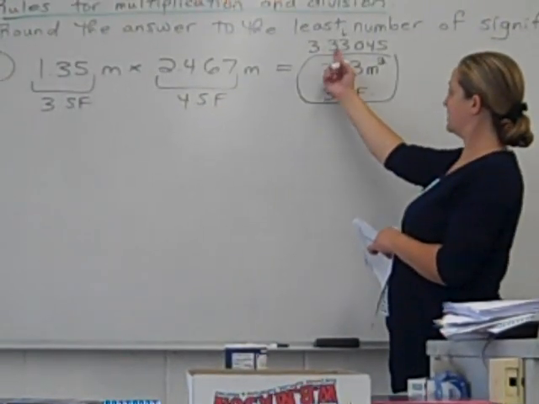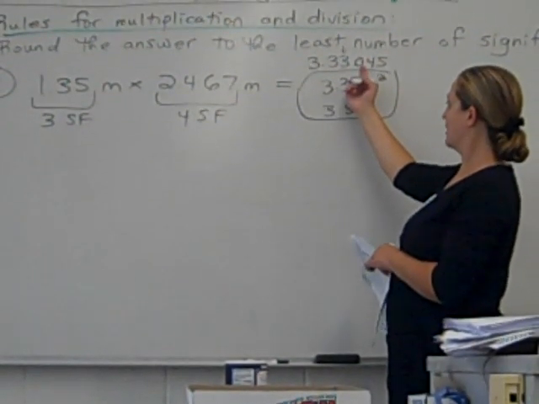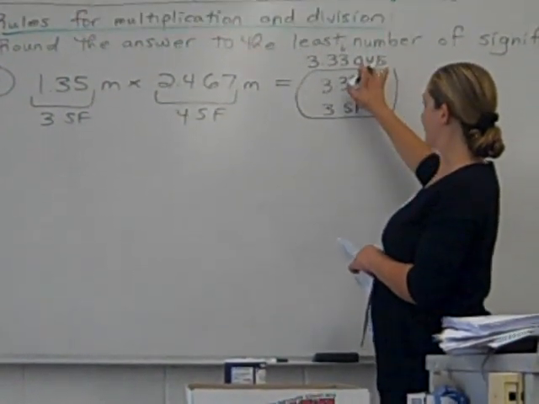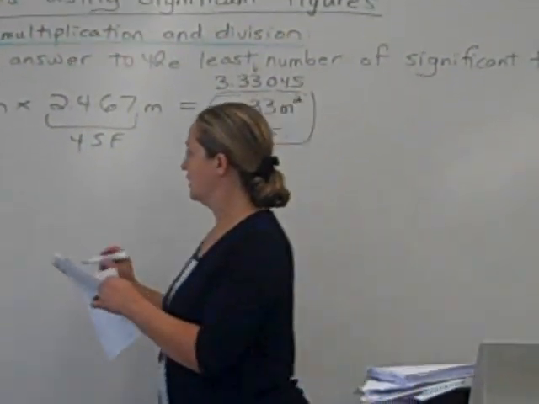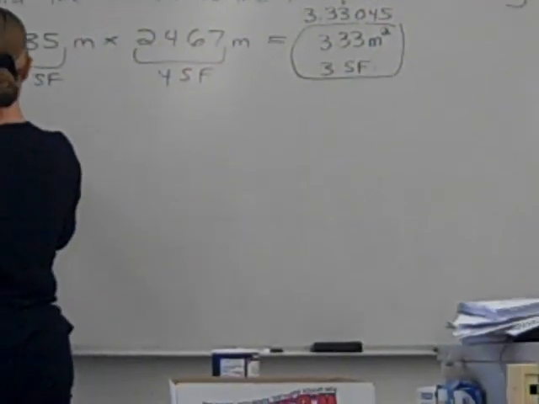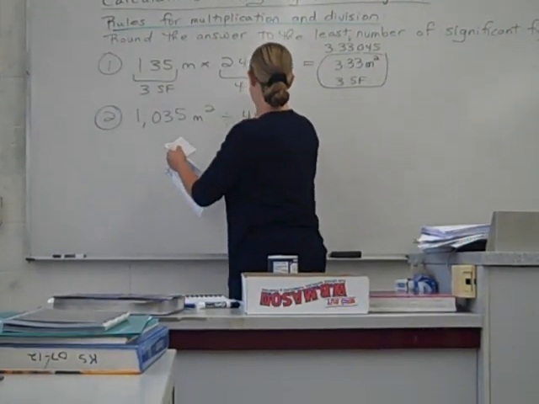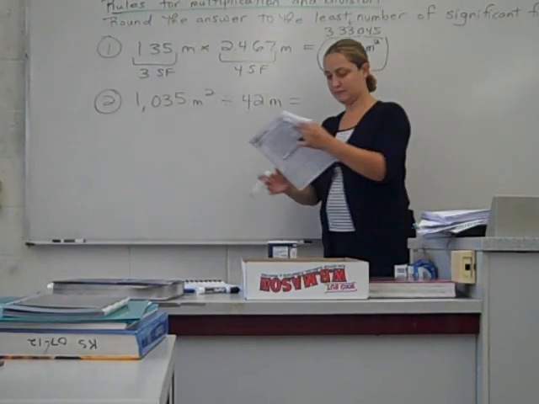So, first significant figure, second significant figure, third significant figure, and we round to this place. There's a 0 past that, so this drops. If it were 5 or higher, then this would round up. Okay, next one that's multiplication division is number 2. We have 1,035 divided by 42.